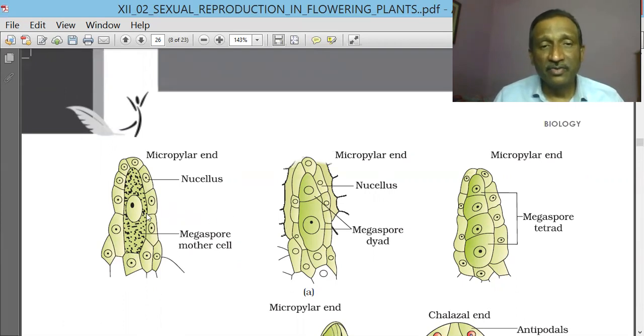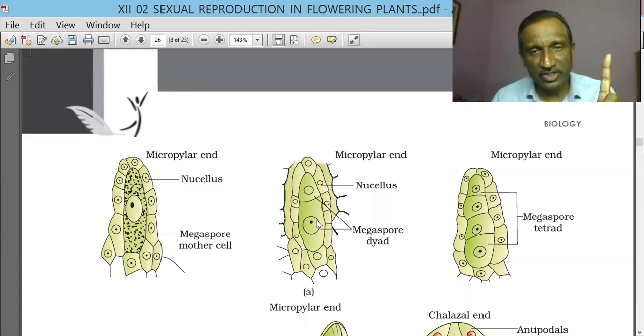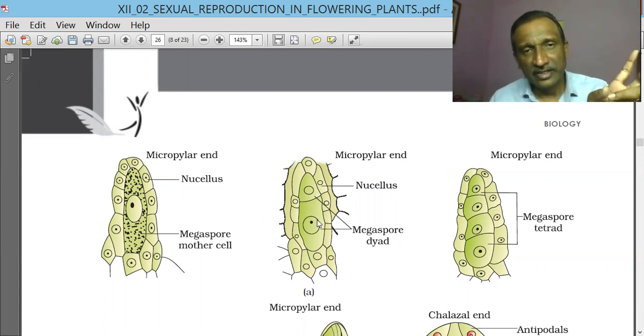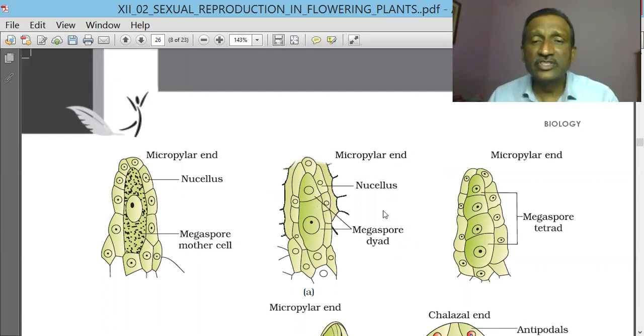Now this cell will undergo meiosis and produce two haploid cells. This is the first meiotic division, which results in the reduction. So the diploid cell will produce two haploid nuclei, or rather two cells. Both the cells will again undergo the second meiotic division and four haploid cells will form. When the four haploid cells are formed, it is called a megaspore tetrad. When only two cells were there, they were called a megaspore dyad.